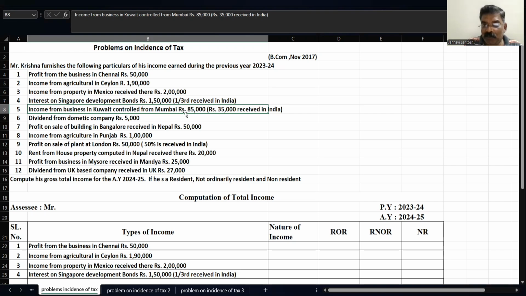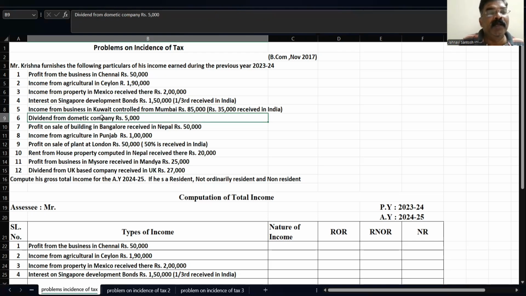So this is taxable in two cases, like 85,000 in the case of ROR, that is resident and ordinarily resident, and resident but not ordinarily resident, two cases. It is not taxable in the case of non-resident. But whereas 35,000 received in India, this 35,000 becomes Indian income and it is taxable in all the three cases. Understood, children? That means 85,000 minus 35,000, 50,000 we are going to treat as a controlled income. The 35,000 we are going to treat as an Indian income, which is taxable in all three cases.